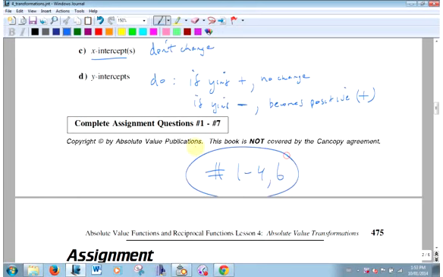Like I said, reciprocal might be a little tricky, so enjoy this while you can. Oh, and we were going to do a little poll, weren't we?